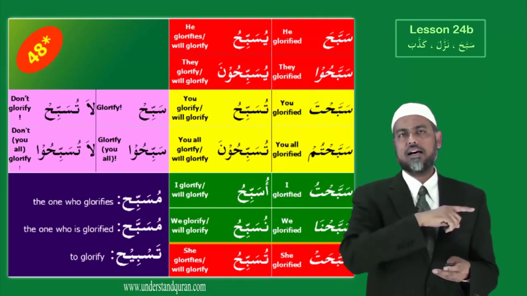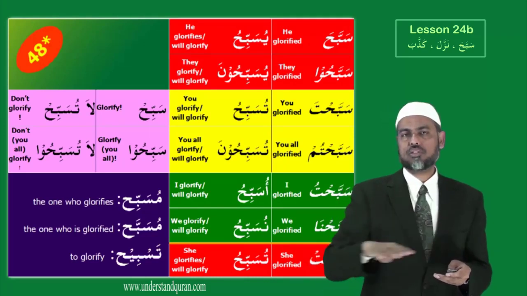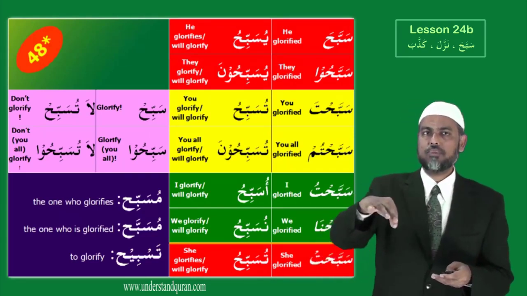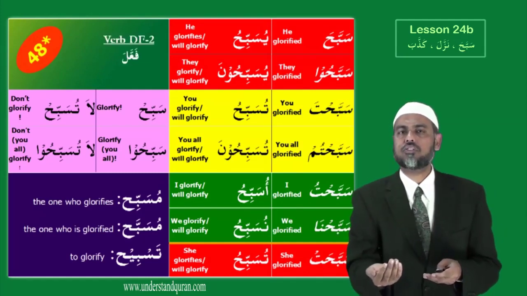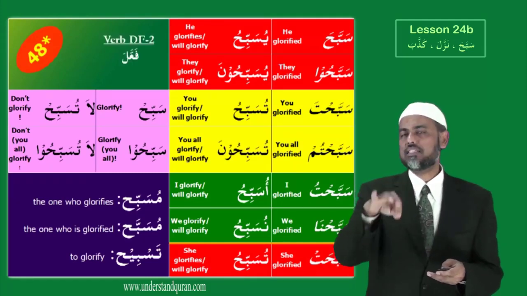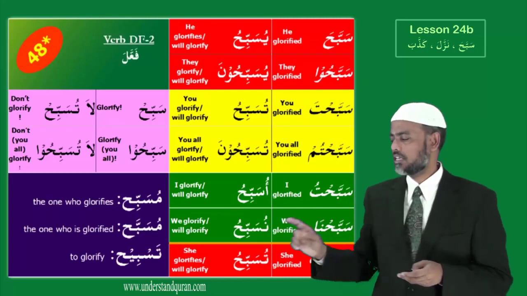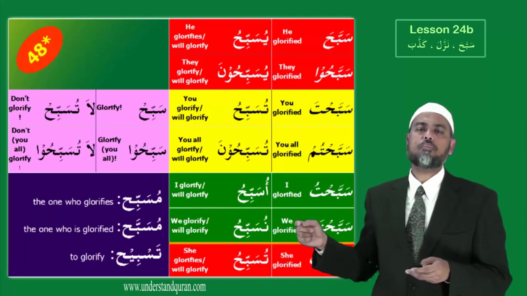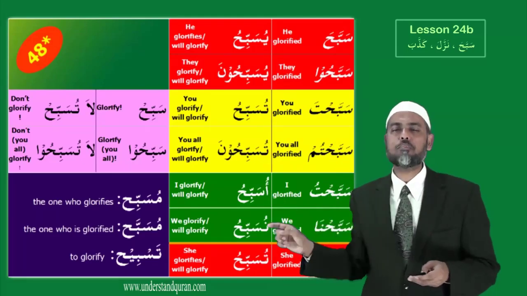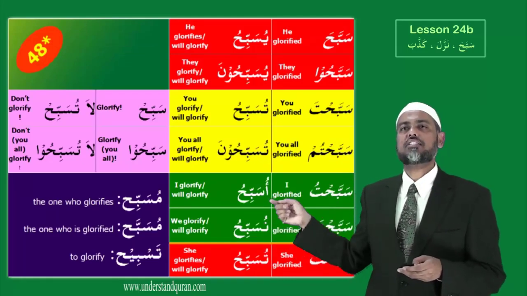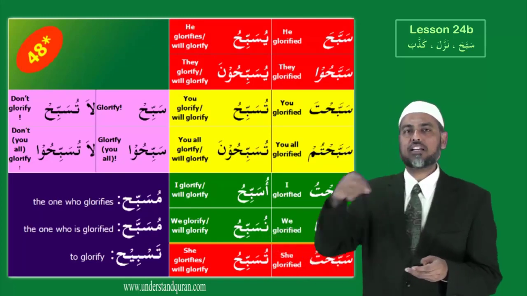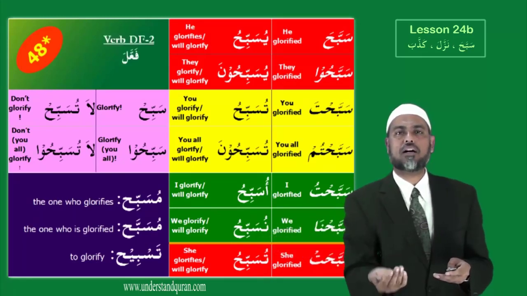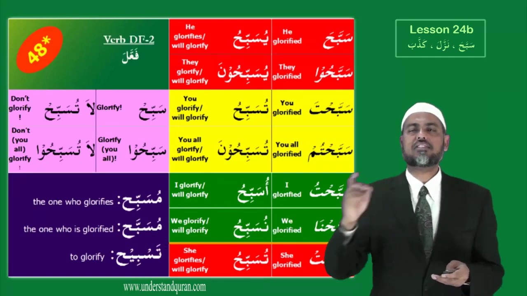Sabbihu, glorify. La tusabbih, don't glorify. La tusabbihu, don't glorify. Musabbih, the one who glorifies. Musabbah, the one who is glorified. And this is another beautiful, easy way of making amr and nahi. Sabbaha, just mu, meem with dhamma, mu on the mouth of sabbaha. If you put mu on the mouth of sabbaha, it becomes musabbih, musabbah. That's it. That's how easy it is.